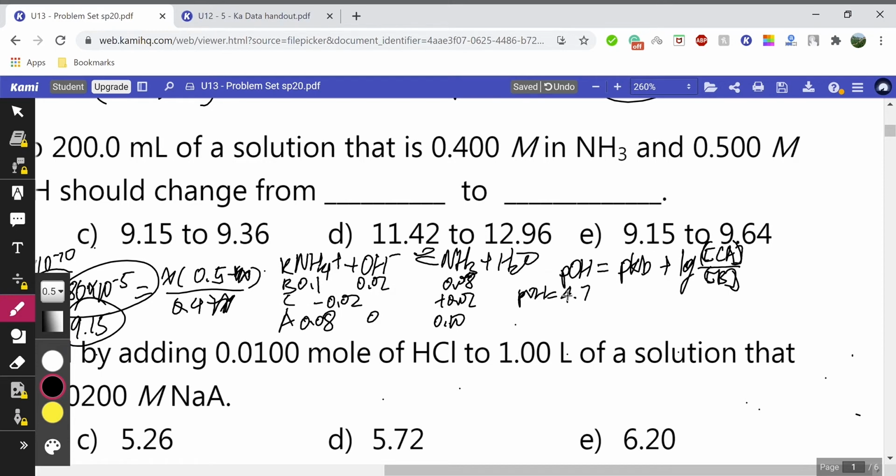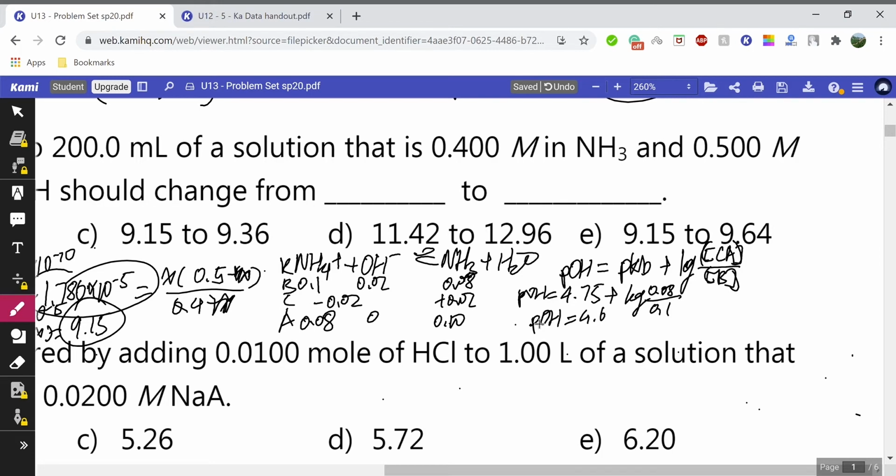Plus the log of the concentration of the conjugate acid. Our conjugate acid is NH4 plus, so it'll be 0.08 on top. And our base is NH3, which is 0.1 on the bottom. So 4.75 plus the log of 0.08 divided by 0.1 is going to give us a pOH of 4.653.